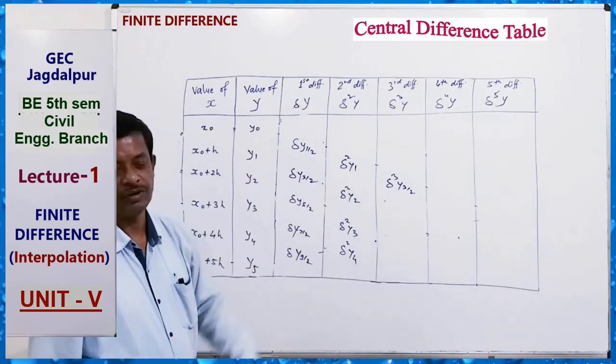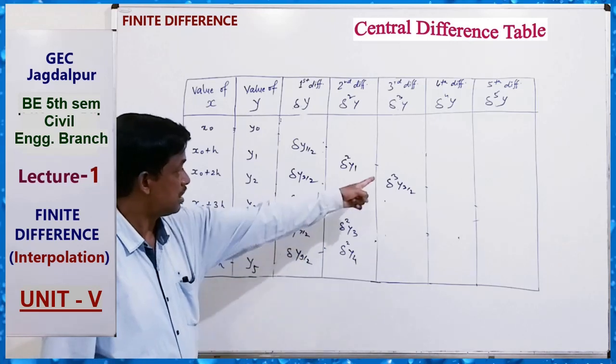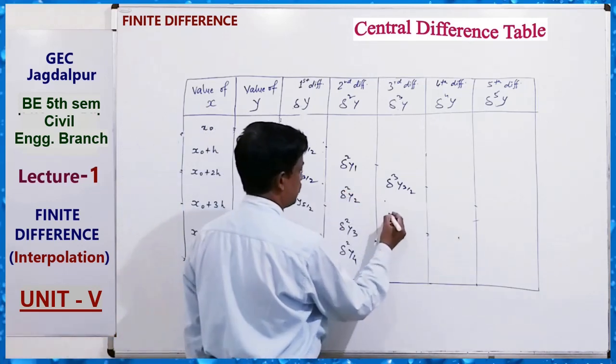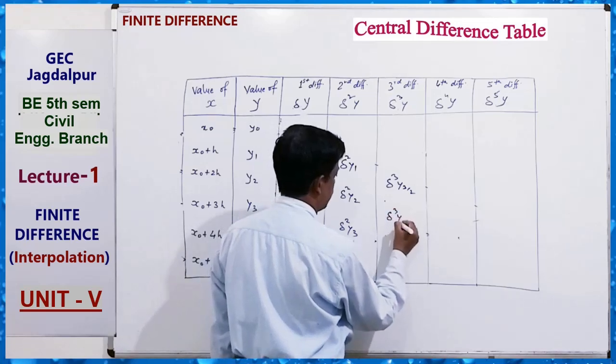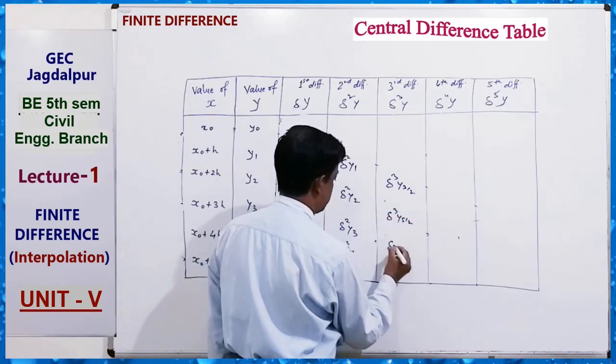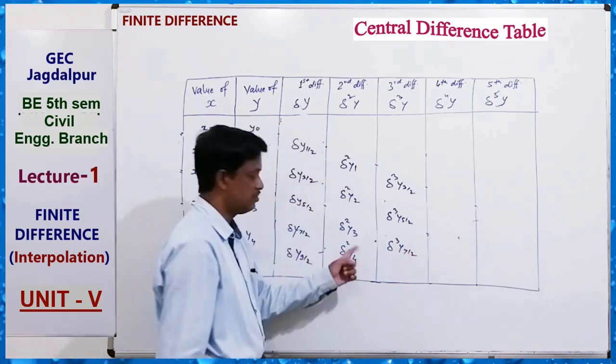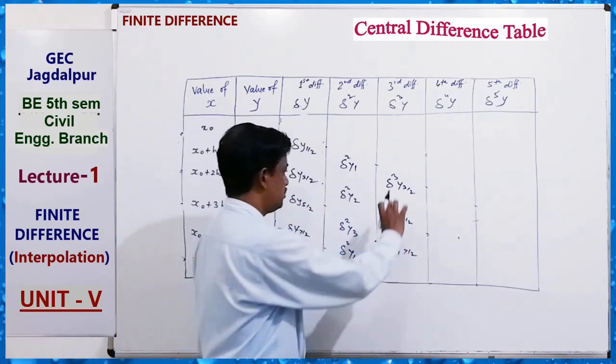2 and 1, 1 plus 2, 3, 3 by 2. So delta q, y 3 by 2. So this minus this, 3 plus 2, 5 by 2. Delta q, y 5 by 2. Delta q, y 7 by 2. Just the average of this. Now the average of these two.